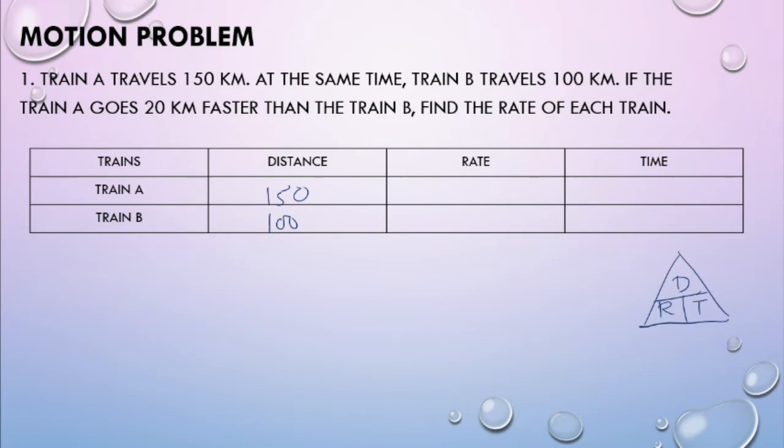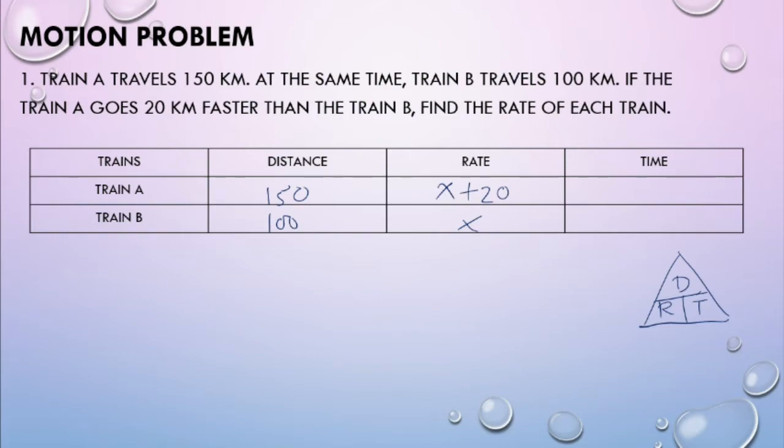Now, since hindi pa natin alam yung rate, we can just represent this rate by using X. So, yung rate ni train B can be X. Pero, ang sabi ko sa problem, mas mabilis si train A ng 20 kilometers than B. So, yung rate ni train A is X plus 20. Okay? Now, what about the time?